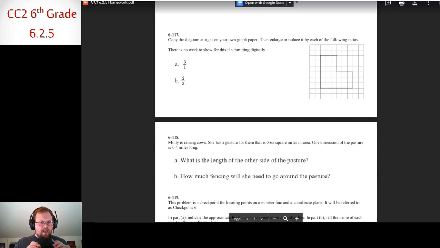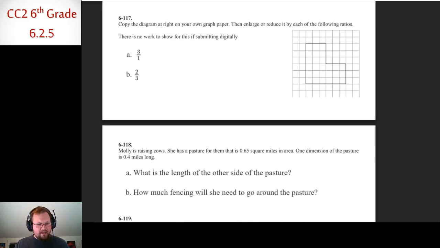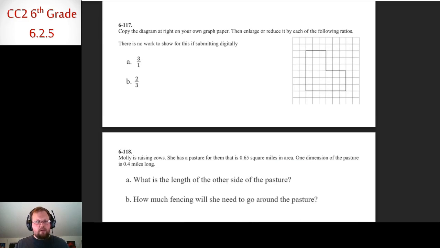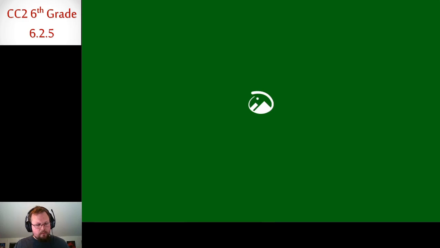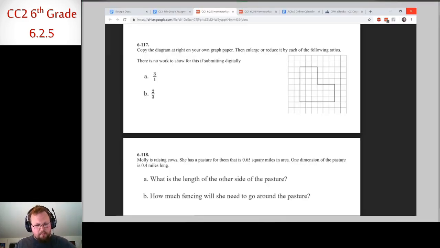6-117, you do not have to submit anything written on this. I would like you to write it down on your own paper, and then when you enlarge or reduce it by the following ratios, what that means is you take the length of the side and multiply it by those values. So as an example, this first shape, right, I'm going to look at just this one side right here, originally has a length of 1, 2, 3, 4, 5, 6 units. So this length is originally 6.